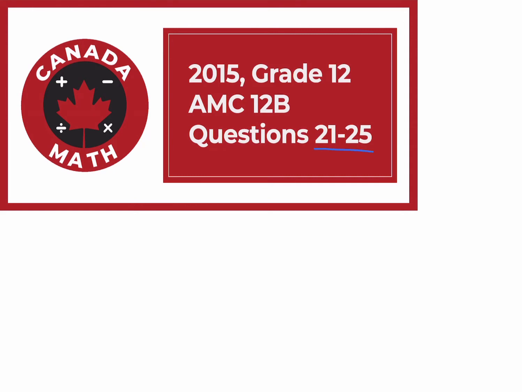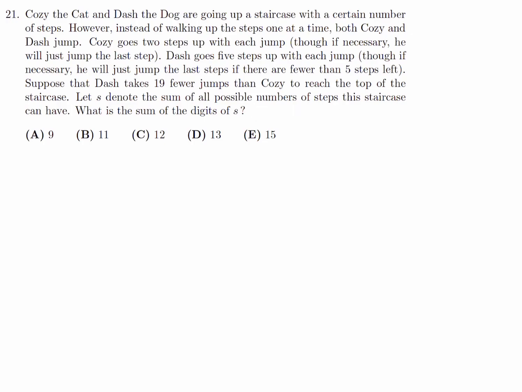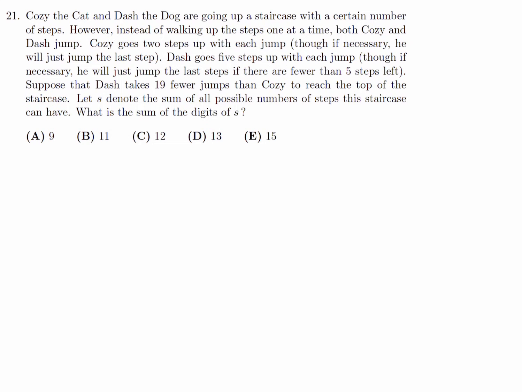Questions 21 through 25 on the 2015 Grade 12 AMC 12B. Cozy the cat and Dash the dog are going up a staircase with a certain number of steps.